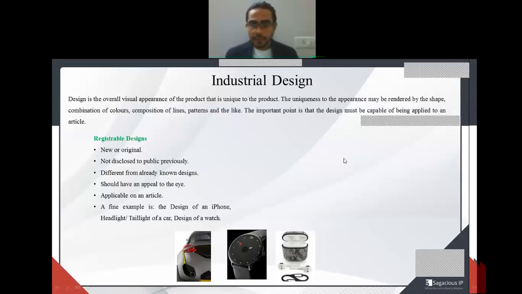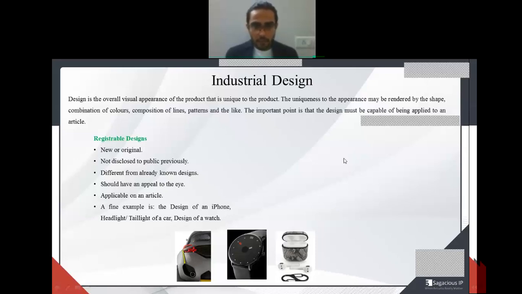Then it should be, as I said, different from already known designs. It should have an appeal to the eye, meaning that it should have an aesthetic appeal. It should be applicable to an article for it to be produced by an industrial or mechanical process. A design which is not capable of being applied to an article will not qualify for protection under the Designs Act.